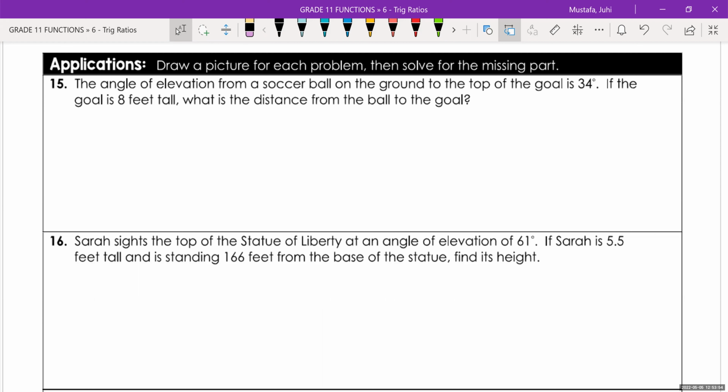If the goal is, and I apologize for the use of feet, this is clearly an American sheet, and so we don't use feet as often. You're going to find a lot of feet in here. So it's 8 feet tall. What is the distance from the ball to the goalpost? Your diagrams may all look different, and that's totally fine. You can draw it however you want. I'm going to assume my soccer ball is here and my goalpost is maybe around there.